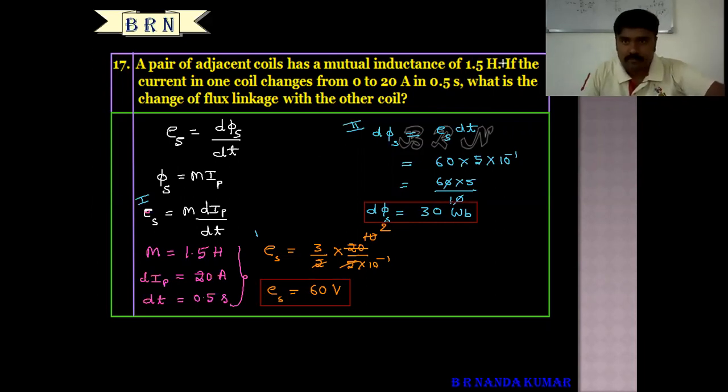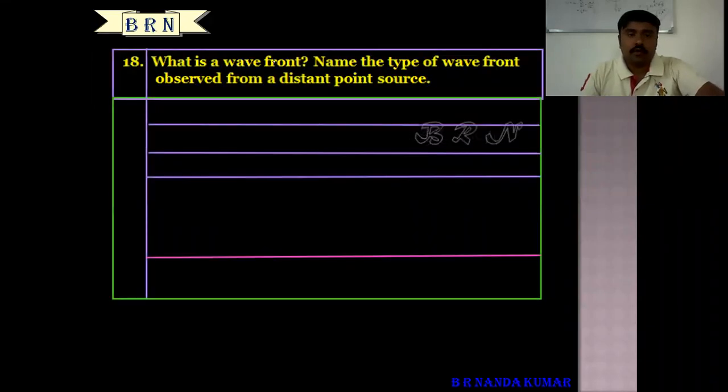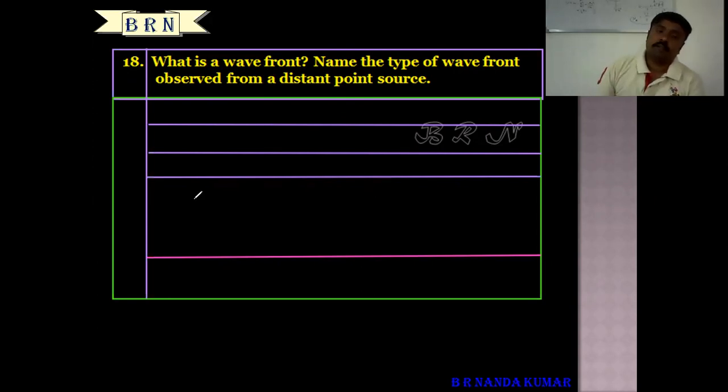So this is question number 70. Okay, last question, another question here, and the part finishes. What is a wavefront? Name the type of wavefront observed from a distant point source. At a small distance from a point source, we will get a spherical wavefront. At a large distance from a point source, we will get a plane wavefront. So the second part is answered: plane wavefront.